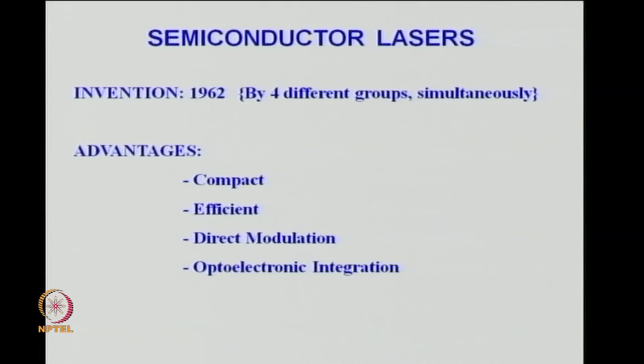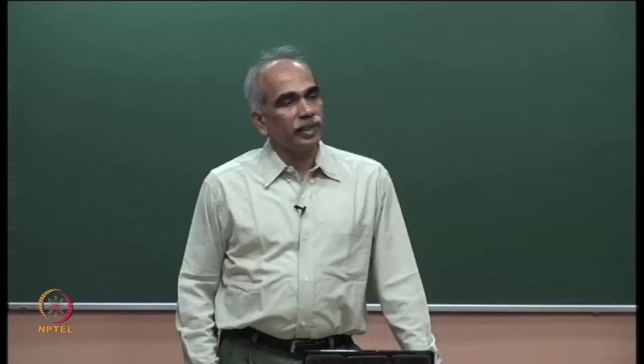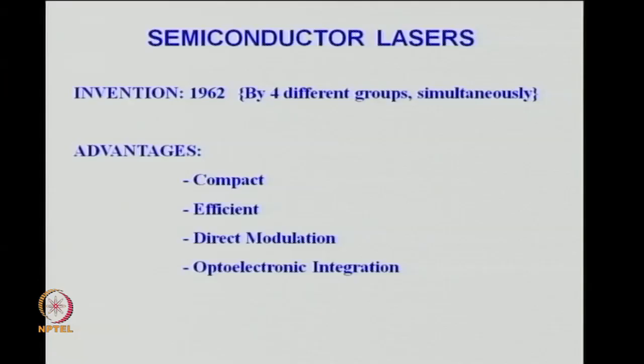So usually one doesn't assign credit to any one group, but the main advantages of semiconductor lasers are they are compact. We already know the size that is involved is very small. A helium neon laser about 1 foot long gives you about 5 milliwatt of power. A small semiconductor laser can give you 100 milliwatts of power. It is very compact and very efficient.